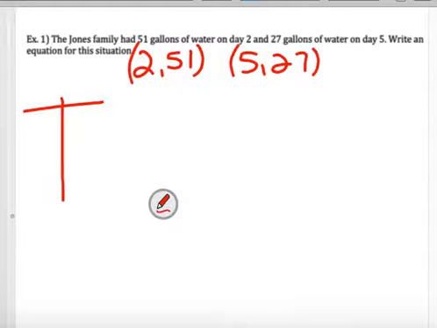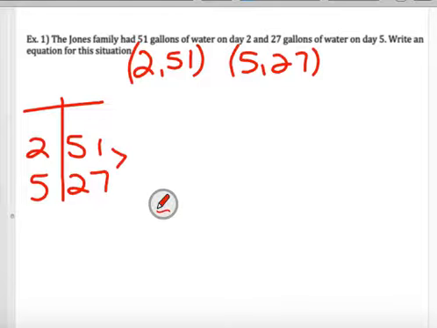So I would know that 2 was an input, 51 was the output, 5 was the input, 27 was my output. And the reason why a lot of students prefer this method is because now for sure I'm going to subtract my y's and subtract my x's. So the change from 51 to 27, subtracting those, and I'm going to subtract down. 51 minus 27 is a positive 24.